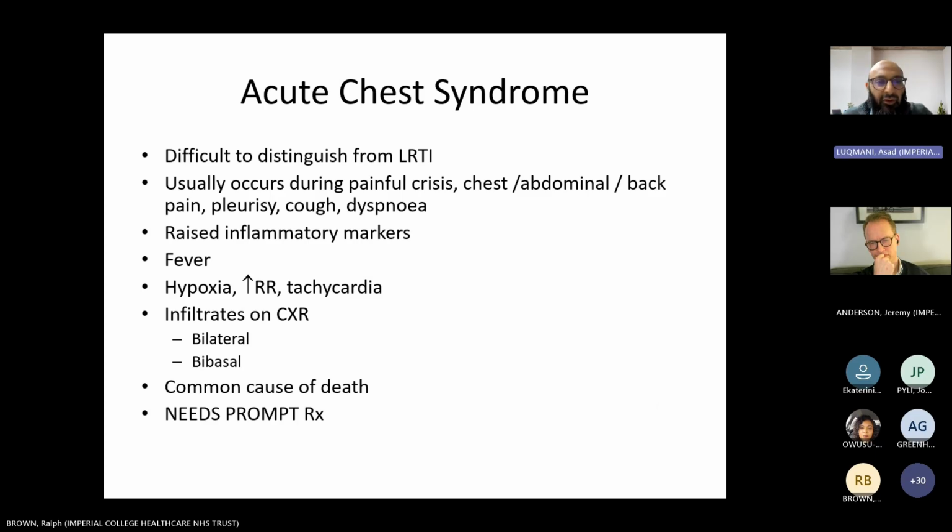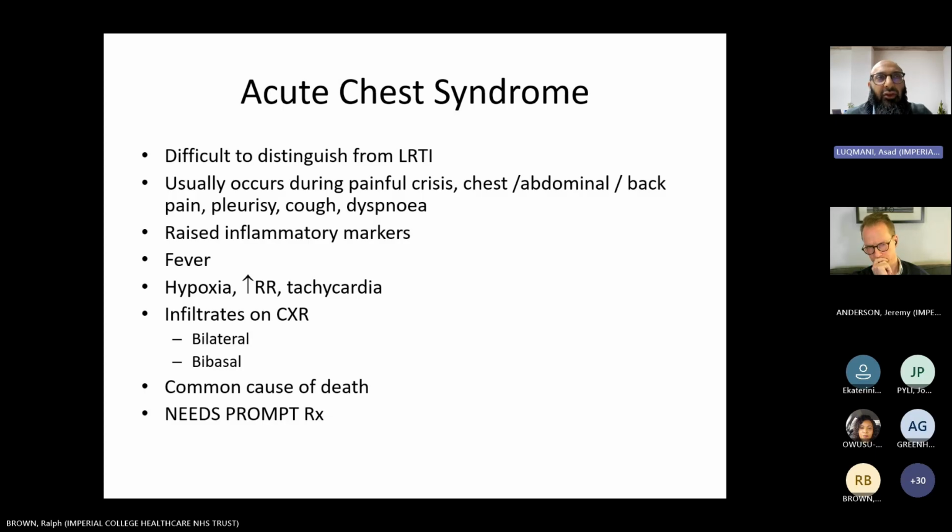So I'm going to now move on to talking about acute chest syndrome, which, as I mentioned earlier, is a complication which is extremely important to recognize and to manage because it is a common cause of mortality in patients with sickle cell disease. So it can be quite difficult to distinguish. So acute chest syndrome essentially refers to where there is sickling in the pulmonary vasculature.